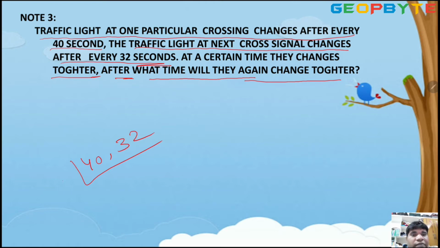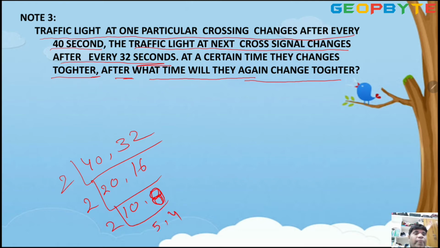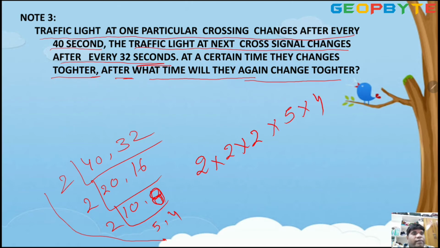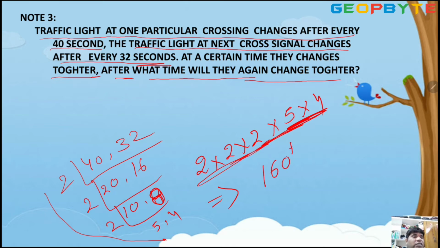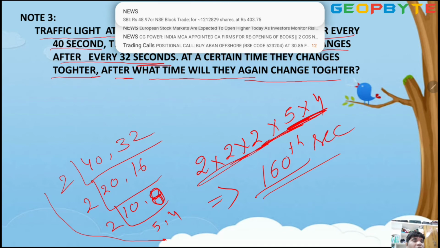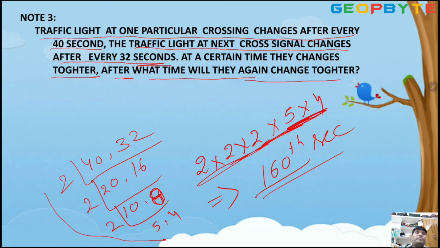40 and 32 LCM: 2 20s, 2 16s, 2 10s, 2 4s, 2 8s, 2 5s, 2 4s. So finally the product is 2 into 2 into 2, 5 into 4. 5 4s are 20, 20 into 2 is 40, 40 into 2 is 80, and 160. So the LCM is 160. Okay? Next.